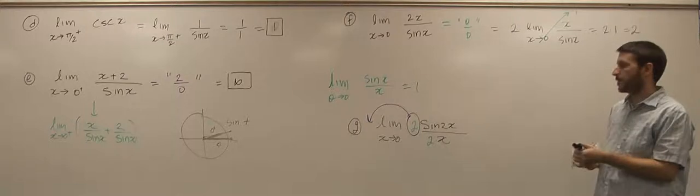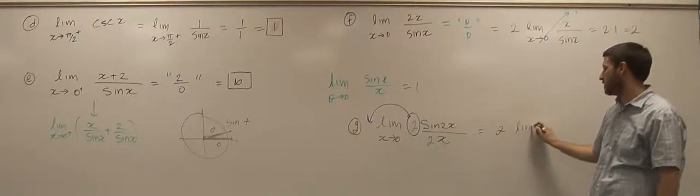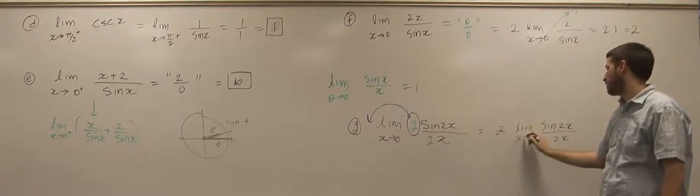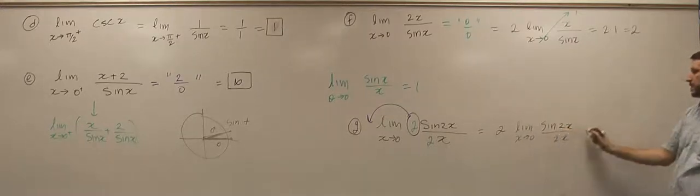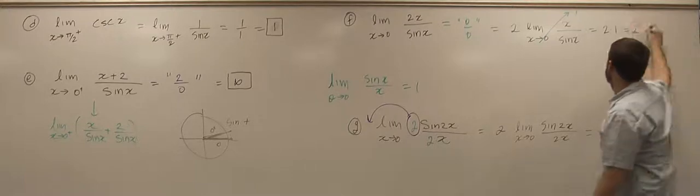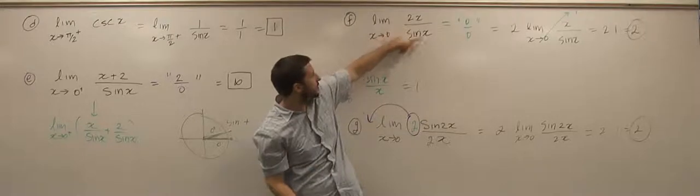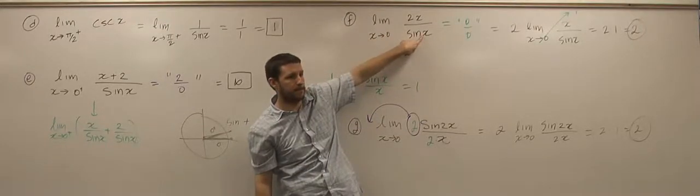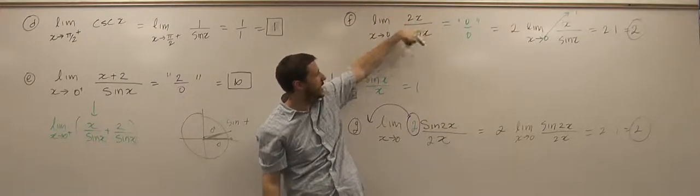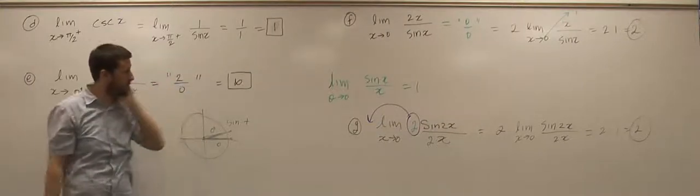So you end up with the same 2, because you get 2 on the outside, sine 2x over 2x. This is your special limit. So this guy I actually didn't need to multiply by anything because there was no extra number in here. As soon as I pull the 2 out, these match. That's the difference. That was from 1.3, I think.